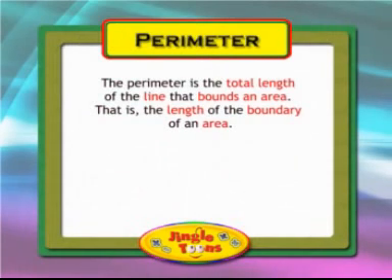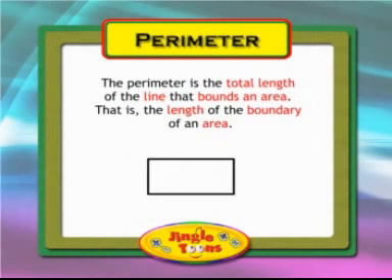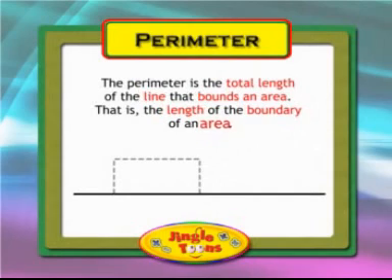Summary. Perimeter. The perimeter is the total length of the line that bounds an area. That is, the length of the boundary of an area.